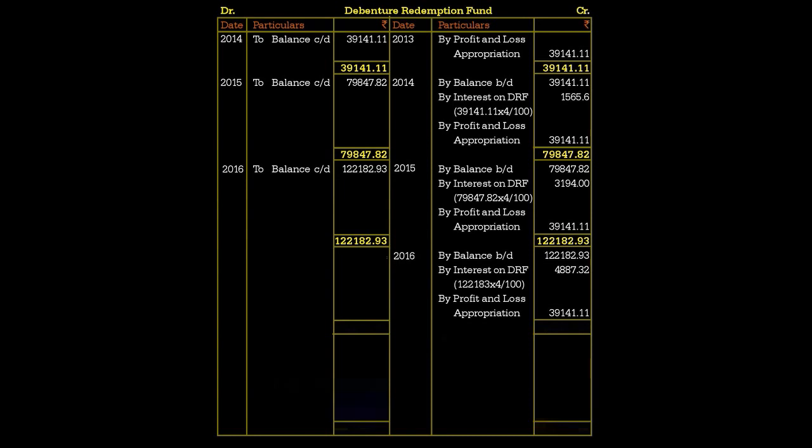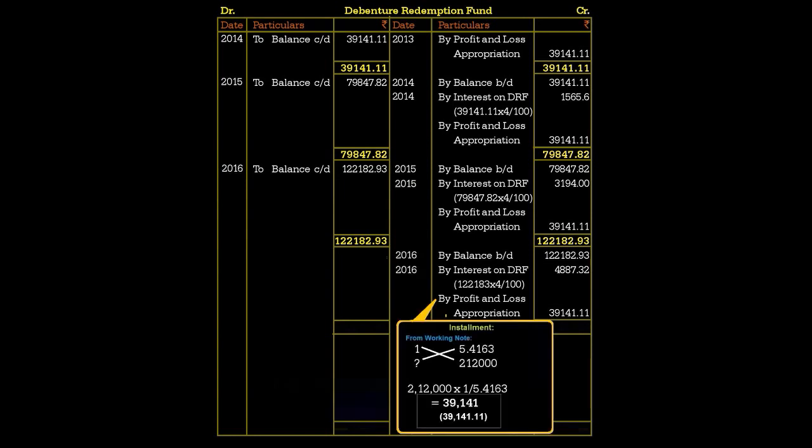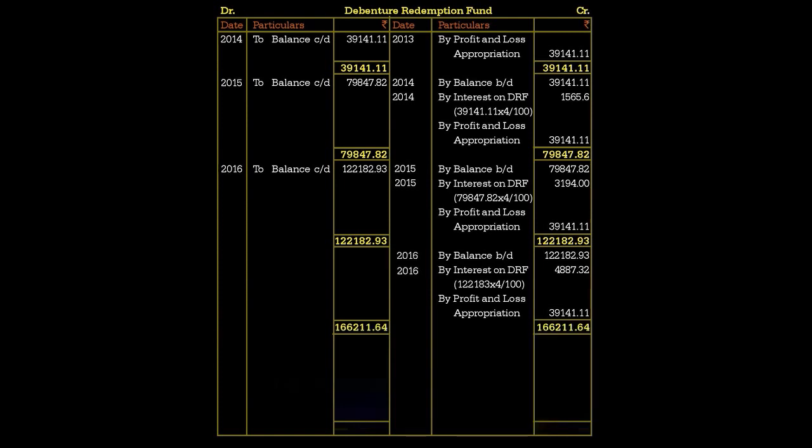The fourth year installment is by profit and loss appropriation account 39,141.11. The total of the credit side is 1,62,211.64. That amount will be carried forward to the fifth year. So, to balance carried on 1,66,211.64. That will be carried on to the fifth year.